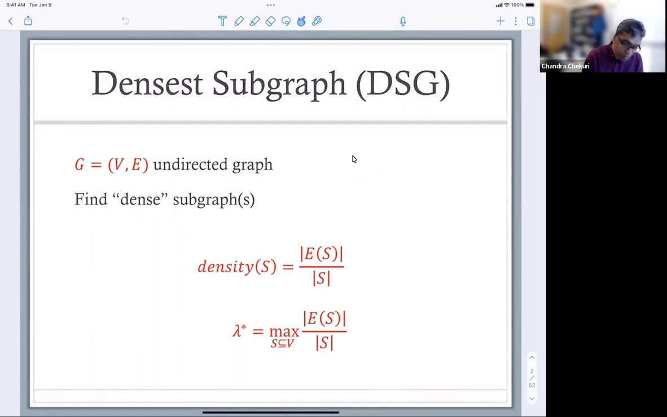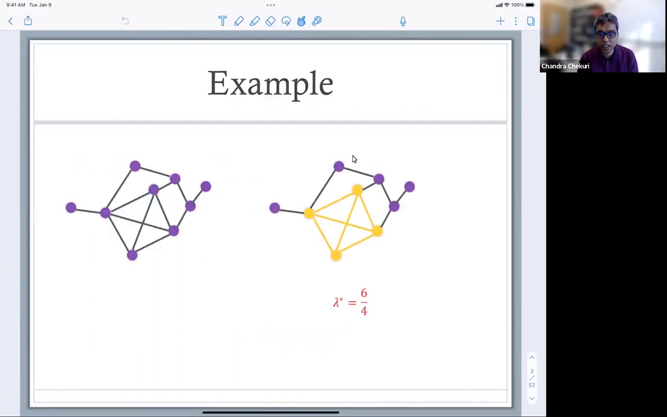And here is an example. It's a graph, and that 4-clique turns out to be a dense subgraph of density 6/4. And that's what you want to find. There could be many, but you want to find one of them.